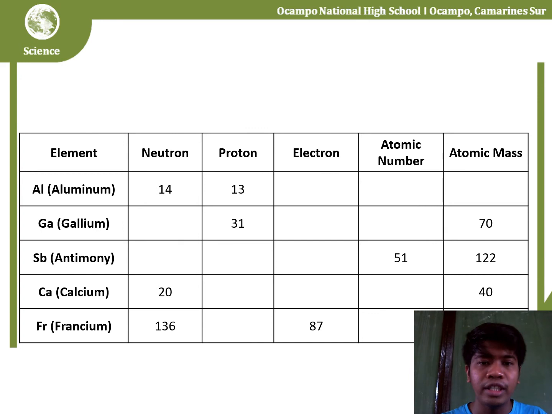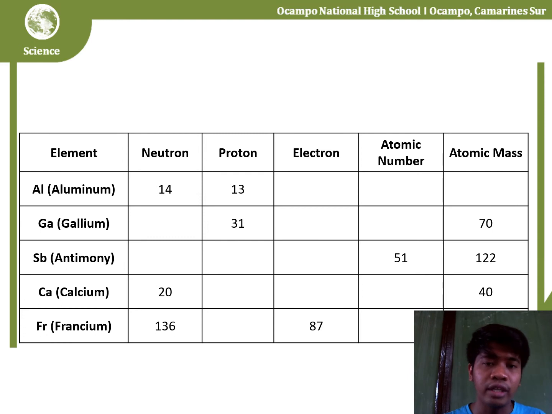Now, ang sunod nating hahanapin is the number of neutron. At ang given natin is atomic mass and protons. So, ano yung gagawin natin? What do we have to do? Okay, we will just subtract the number of proton from the atomic mass to find the number of neutron. So 70, the atomic mass, minus the number of proton, which is 31. So 70 minus 31, ang number pala ng neutron is 39.